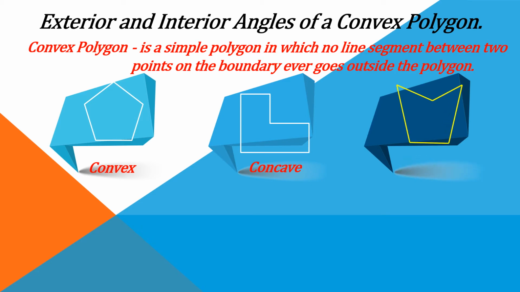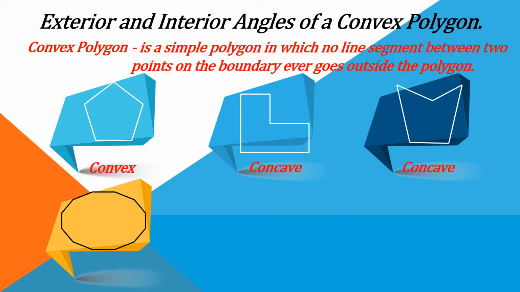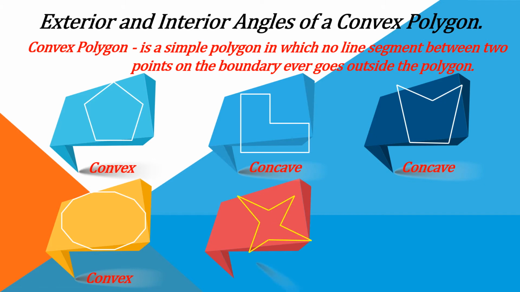What about this? Is it convex or concave? This is also a concave polygon because one angle is a reflex angle, or more than 180 degrees. What about this one? Well, if you will notice, all interior angles are less than 180 degrees, therefore it is a convex polygon. Next, what about this one? Well, it is very obvious that it is not a convex polygon because four angles are reflex angles, or more than 180 degrees. Look at this angle. They are all more than 180 degrees.